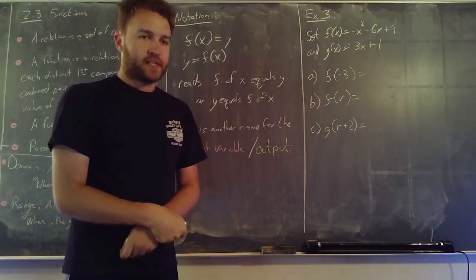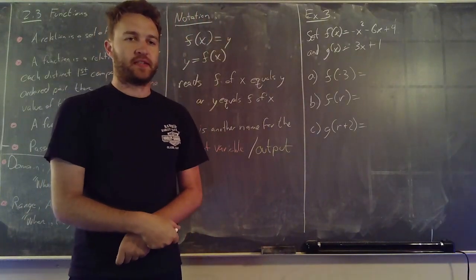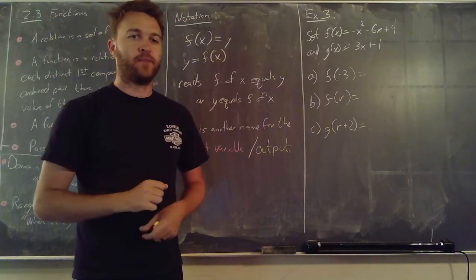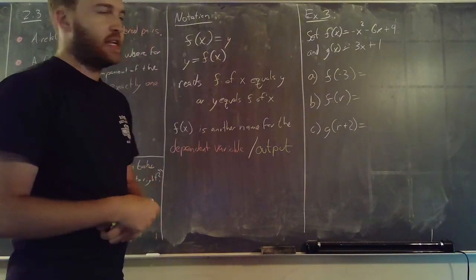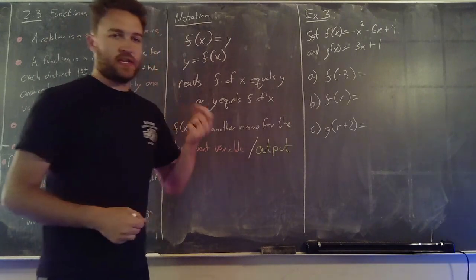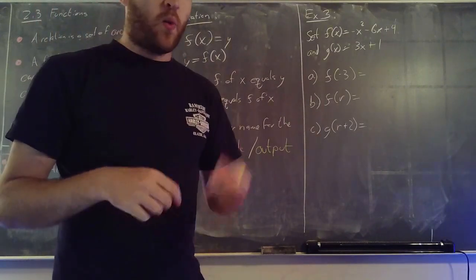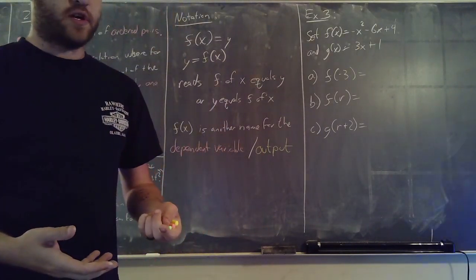So now that we've discussed how to determine if something is a function either from a set of ordered pairs or from a graph using our vertical line test, we do need to introduce some notation on how we deal with functions and talk about why we would want to use functions in the first place.